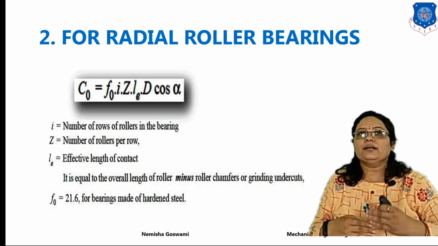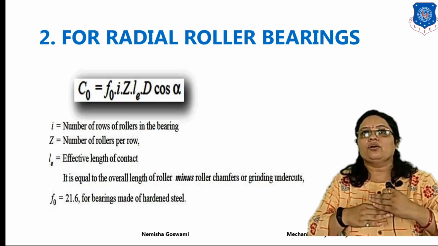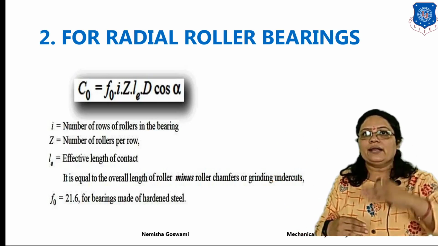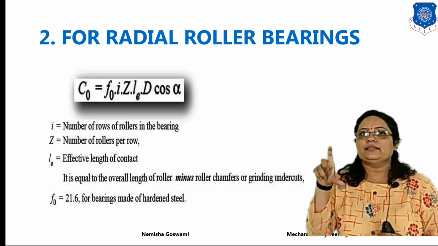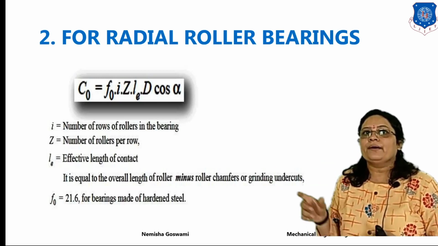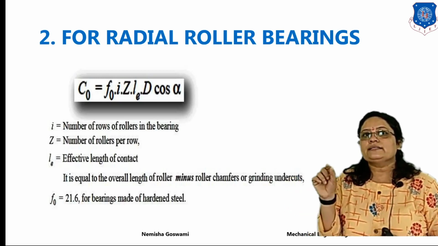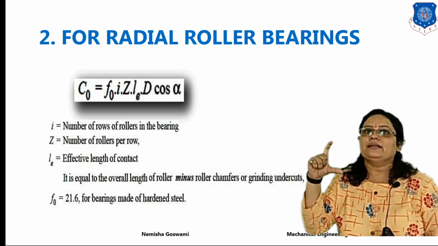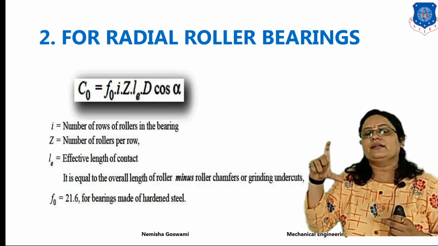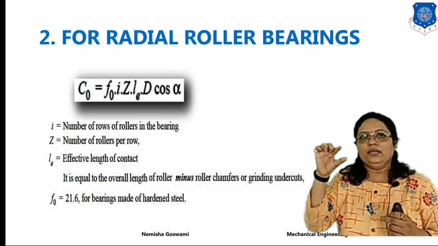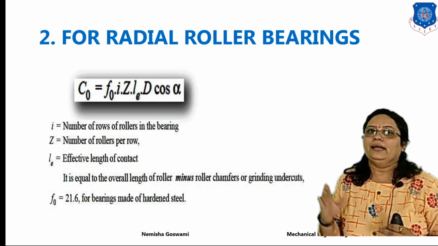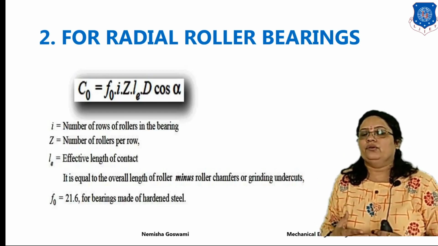Effective means the actual length of the bearing that will come in contact. So it is equal to the overall length, for example, overall length is given as 10, right? And minus roller chamfer or grinding undercuts. So for example, total length is 10 mm and chamfering is given only 2 mm. So the total equivalent length is 10 minus 2, so this is equal to 8 mm.